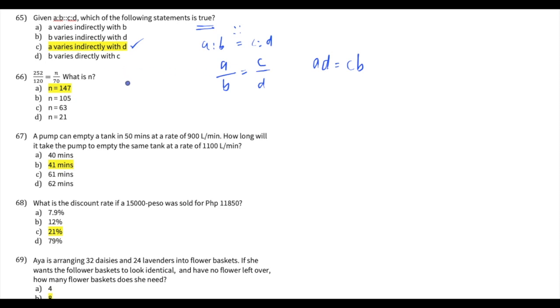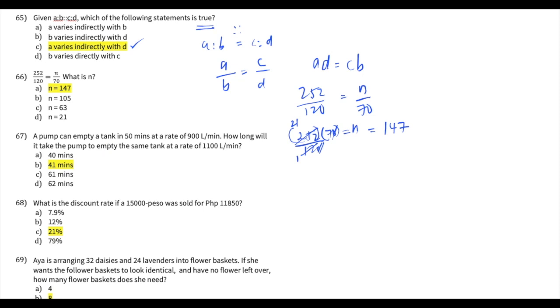Okay, letter C. What is N here? We have 252 over 120 is equal to N over 70. N is equal to 252 over 120 times 70. Cancel natin itong zeros. We have 12 and 252. Pareho silang divisible by 12. Okay? This is equal to 21. Ito naman equal to 1. We have 21 times 7 or 147. Letter A.